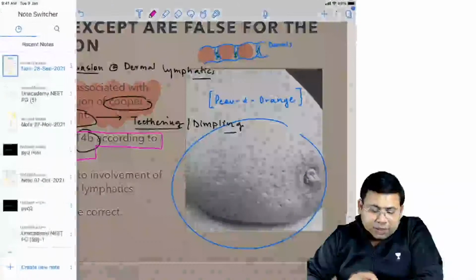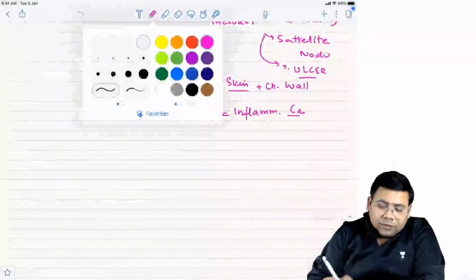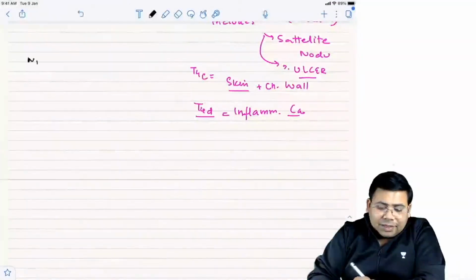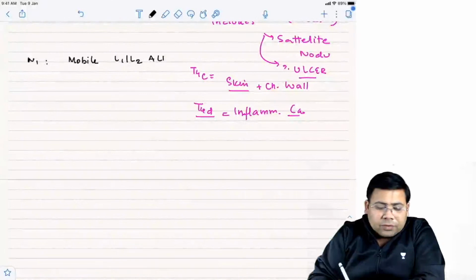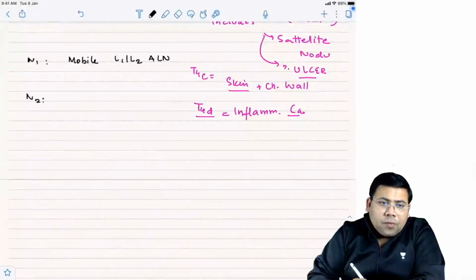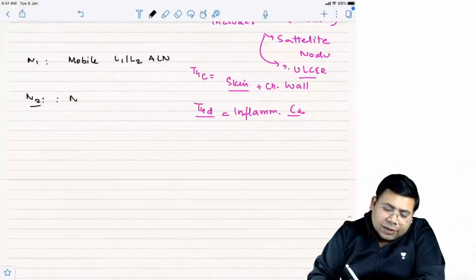Let us quickly see what about the N. When you are revising the TNM, let us revise it completely. N1 is mobile level 1, level 2 axillary lymph nodes. When you talk about N2, what is N2, students? N2A.